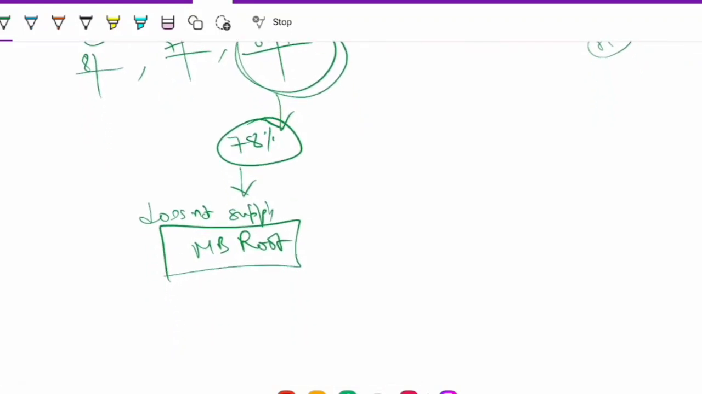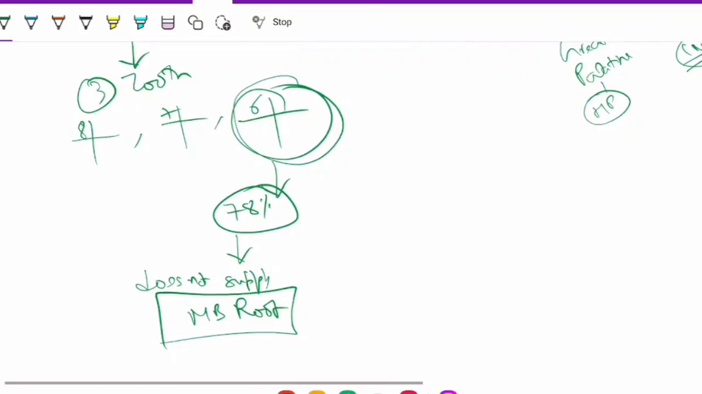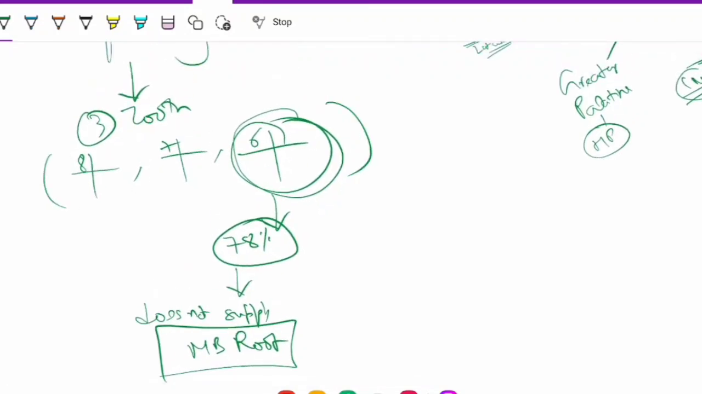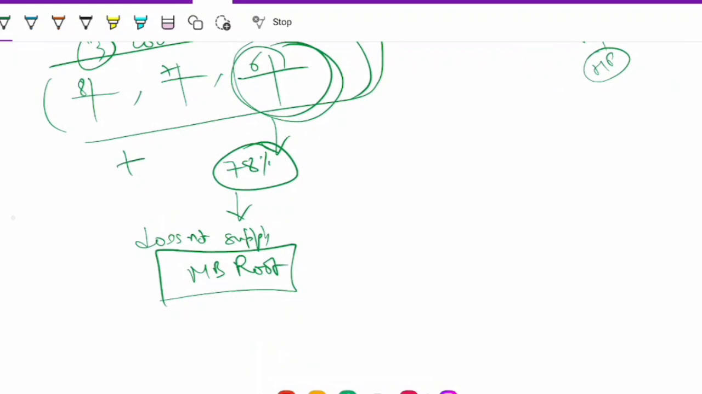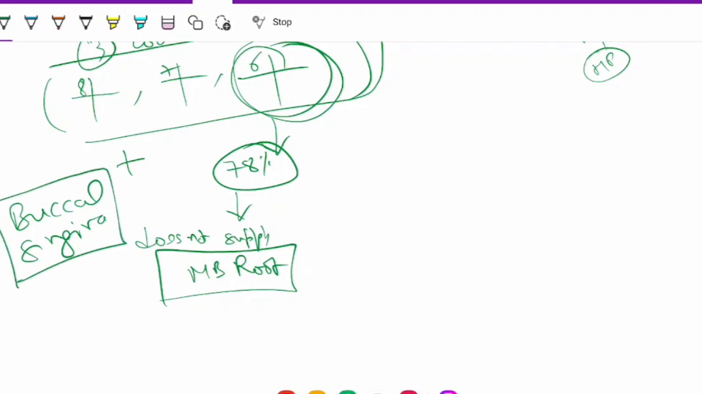Then the question comes, who supplies the mesiobuccal root? Now we'll get on to that question also. But as of now, we can just remember that PSA will supply this region, that is these three teeth. Also, what it does is it supplies the buccal gingiva of these teeth. Buccal gingiva of these three teeth only, PSA will supply.